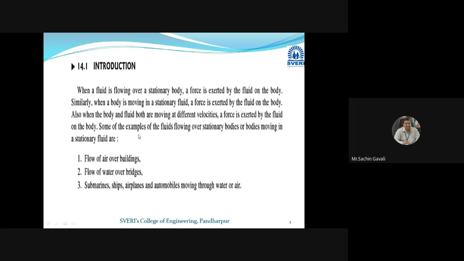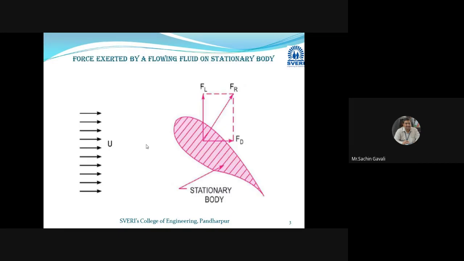so it may collapse. Submarines, ships, airplanes, and automobiles move through water or air: submarines move through water, while aeroplanes and automobiles move in air. So in all these cases, the force is exerted by the fluid on that object. Now we'll see the exact details.